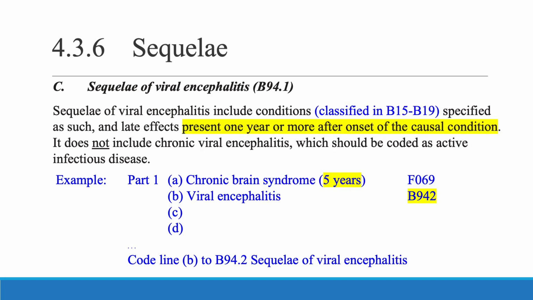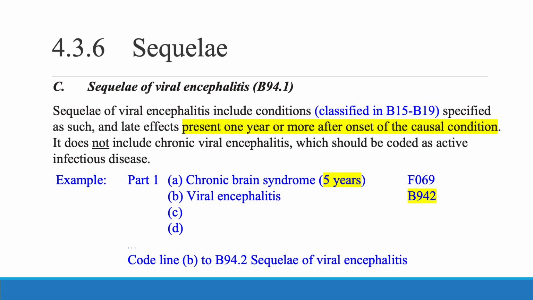Viral encephalitis is another condition for which the ICD-10 provides a separate sequela code. Looking at the instruction on this slide, sequela of viral encephalitis include conditions classified in A80 to A89, specified as such, and late effects present 1 year or more after onset of the causal condition. It does not include chronic viral encephalitis, which should be coded as an active disease.